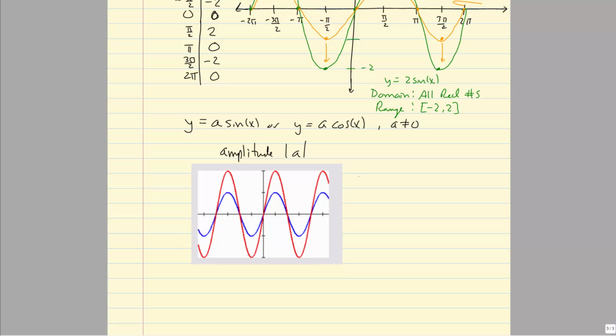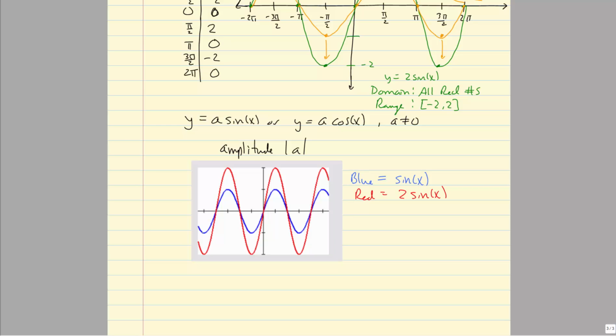So again, our blue graph is just sine of x. Our red graph is 2 sine of x. So we can see it still has all the same crossing points, all the same x-intercepts, so I haven't really changed anything here. Now that is a vertical stretch. I can also have a vertical compression, or a smushing if you want to think about it like that, if my value of a is a fraction less than 1.